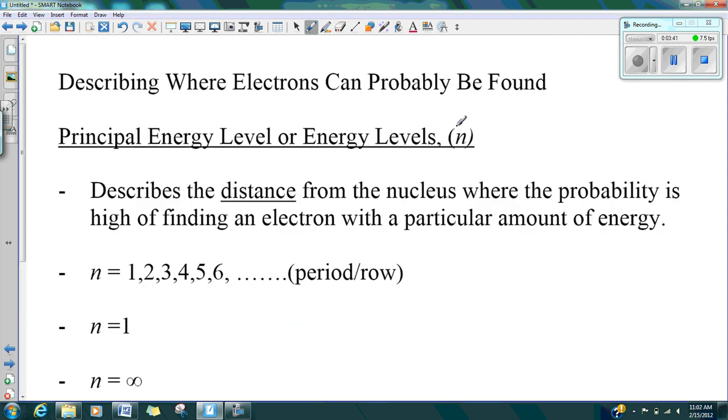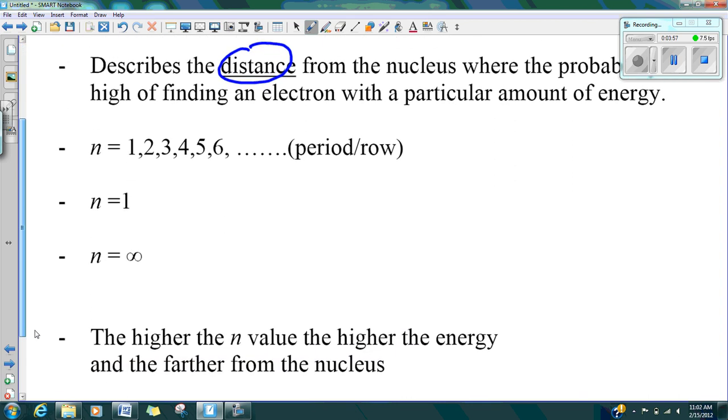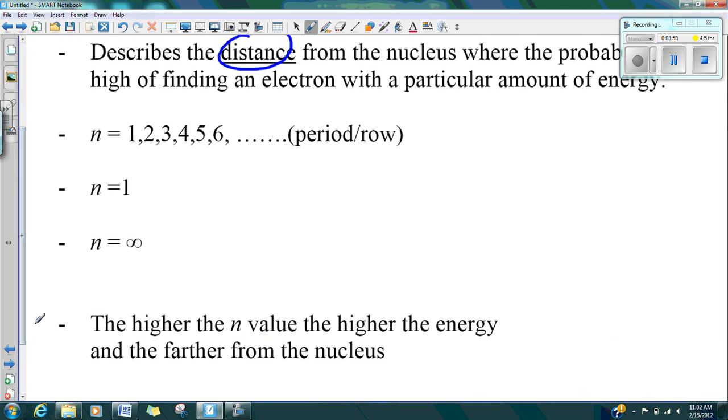It describes where the electrons can probably be found. We're going to talk about our principal energy level, or simply energy levels. It describes the distance from the nucleus where there is a probability of finding an electron. So n equals 1, n equals 2, n equals 3, and these are going to be our energy levels. If I have n equals 1, that would be the 1s region, and this has the lowest energy. It is closest to the nucleus. It doesn't take a ton of energy to hold in those electrons.